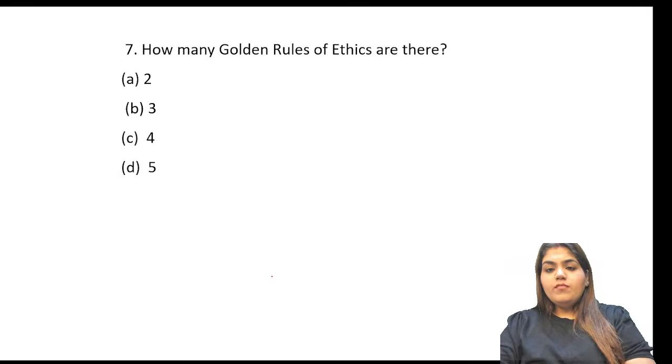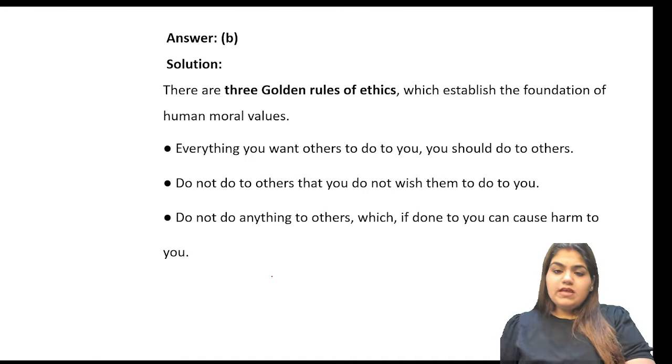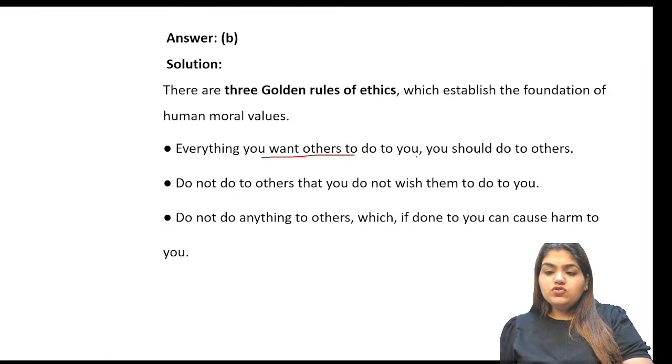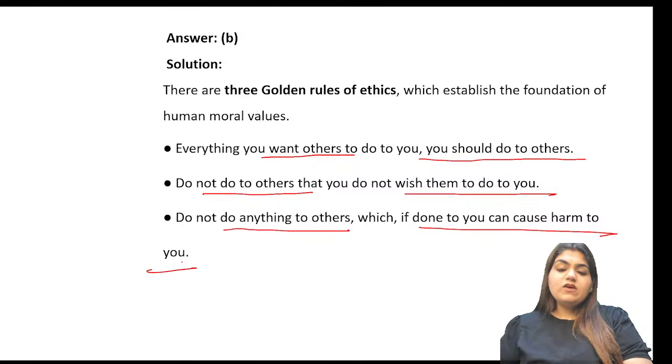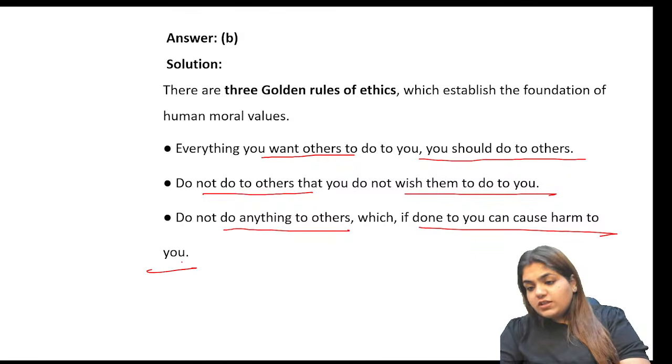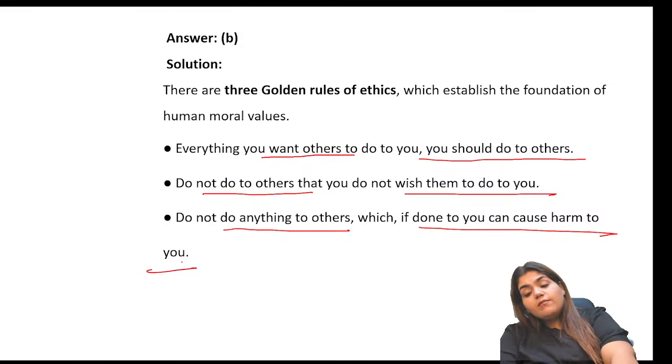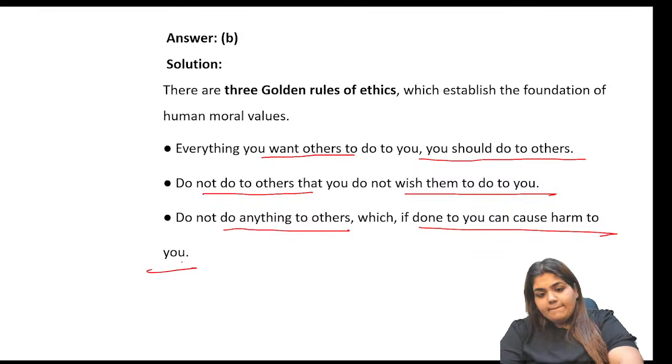Last question. How many golden rules of ethics are there? Three golden rules. Everything you want others to do to you, you should do to others. Do not do to others what you do not wish them to do to you. Do not do anything to others which if done to you can cause harm to you. ऐसा कुछ मत करो जो तुम नहीं चाहते तुम्हारे साथ हो. Do not do anything to somebody else that you do not want done to you. ठीक है. These are the three principles. Make sure you know these.